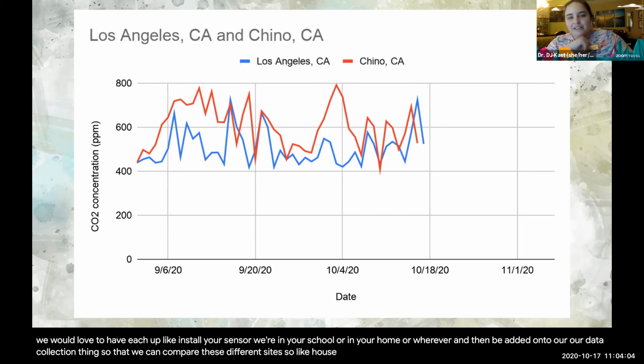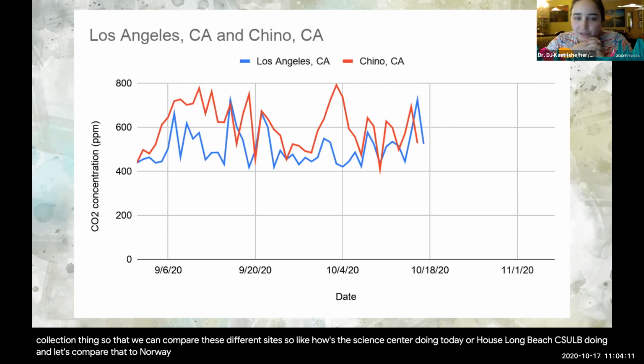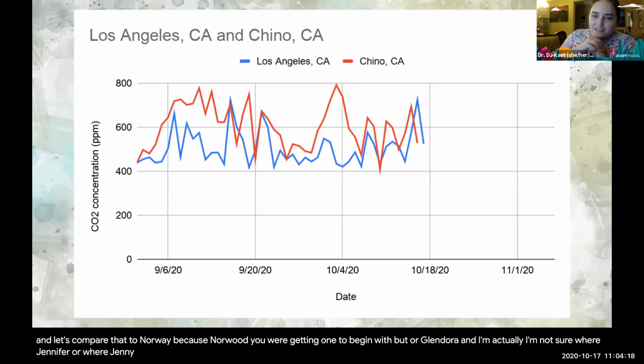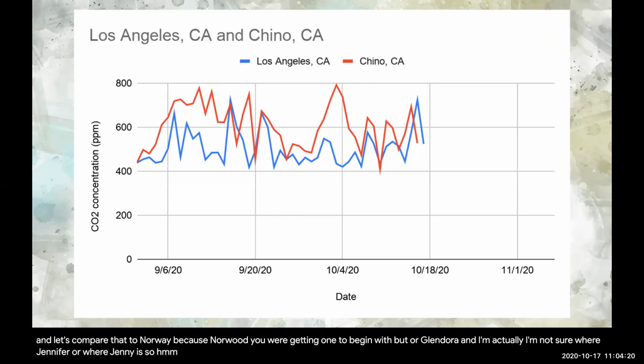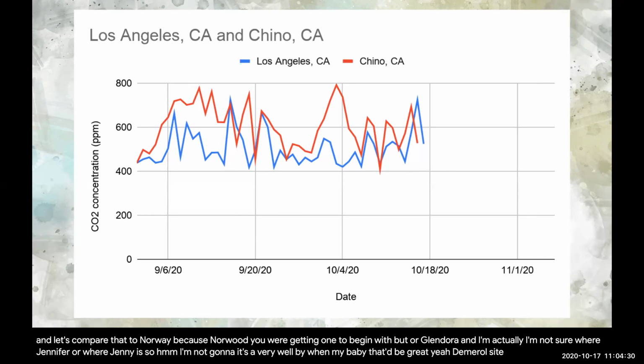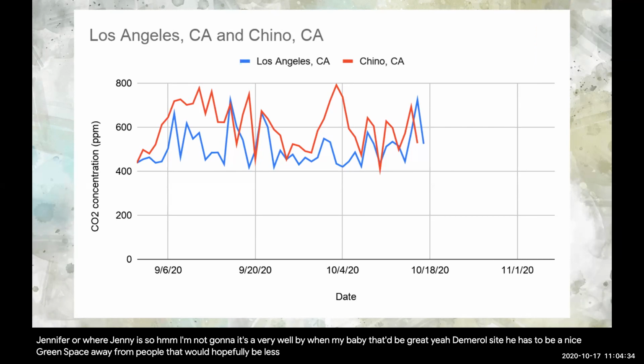So like, how's the Science Center doing today? Or how's Long Beach or CSULB doing? And let's compare that to Norwood, because Norwood, you were getting one to begin with. Or Glendora, and I'm not sure where Jenny is. So I'm up in rural Gilroy, south of Silicon Valley, by Monterey Bay. That'd be great to add a rural site. Yeah, our greenhouse would be a nice green space away from people that would hopefully be less CO2 once it gets up and going again.